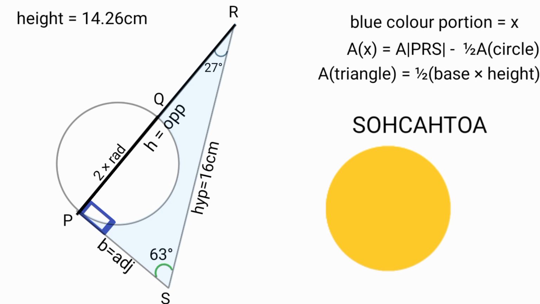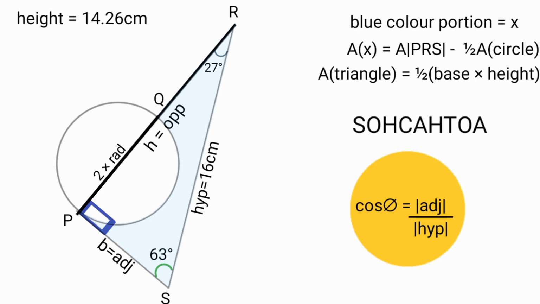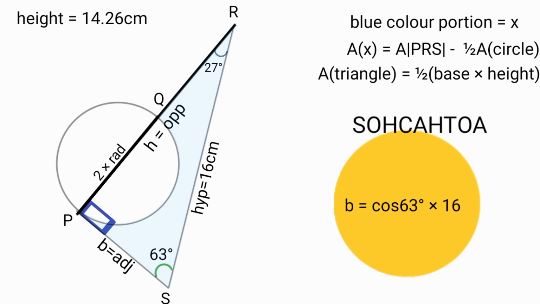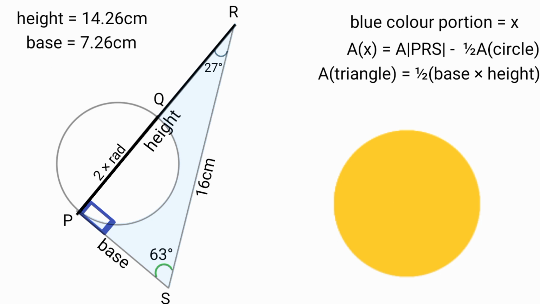Now coming back to CAH: cos theta equals adjacent over hypotenuse. Once again, theta is 63 degrees, adjacent is the base, and hypotenuse is 16 centimeters. So cos 63 degrees equals base over 16. Making base the subject, base equals cos 63 degrees times 16, which is 7.26 approximately. So the base of triangle PRS is 7.26 centimeters, and we found its height to be 14.26 centimeters.